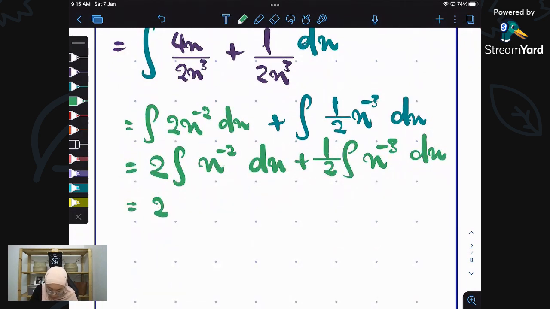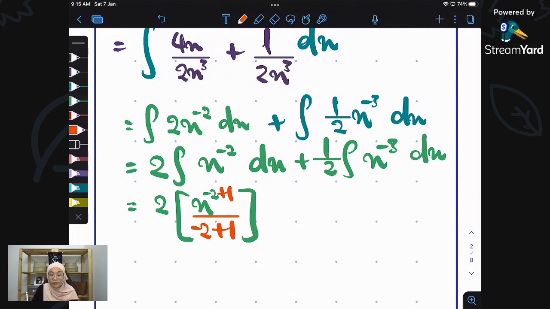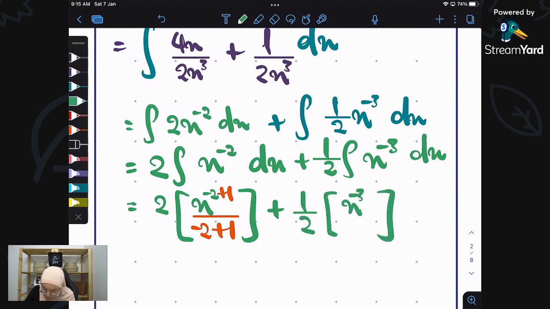Now I'm beginning to integrate it by using the core rule, the basic integration, which is x to the power of negative 2 plus 1 over negative 2 plus 1. Okay, in time you will memorize it. So don't worry. Okay, plus 1 over 2 integrate with x to the power of negative 3, and then don't forget to plus 1.